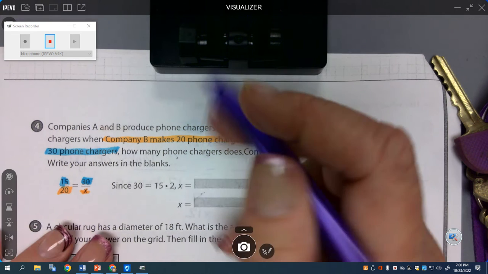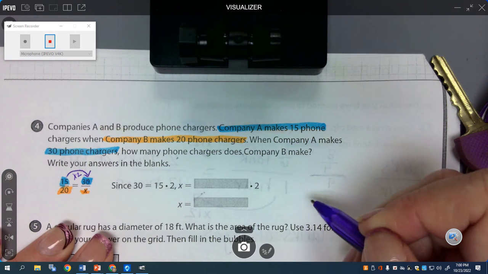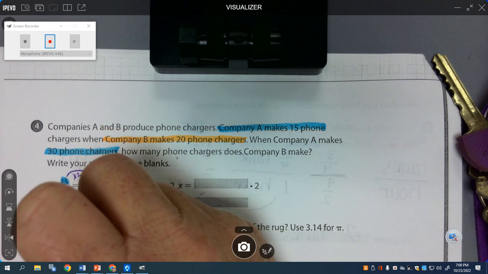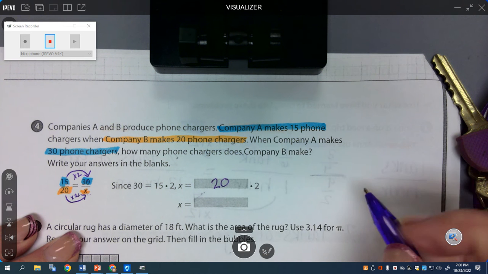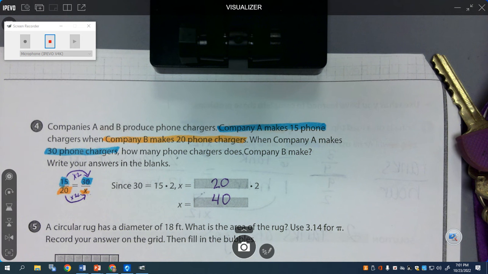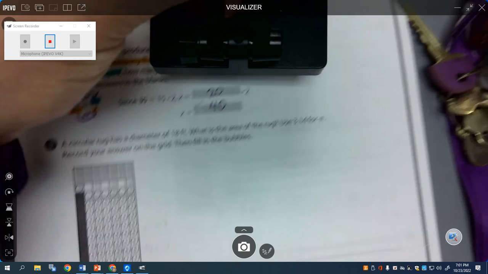Because here's what we know. To get 30, we take 15 and multiply it by 2. So therefore, to get x, we're going to take 20 and multiply it by 2. 20 times 2 is 40. So therefore, when company A makes 30 chargers, company B is going to make 40. So all this is talking about equivalent ratios. Okay. All right, number 5.